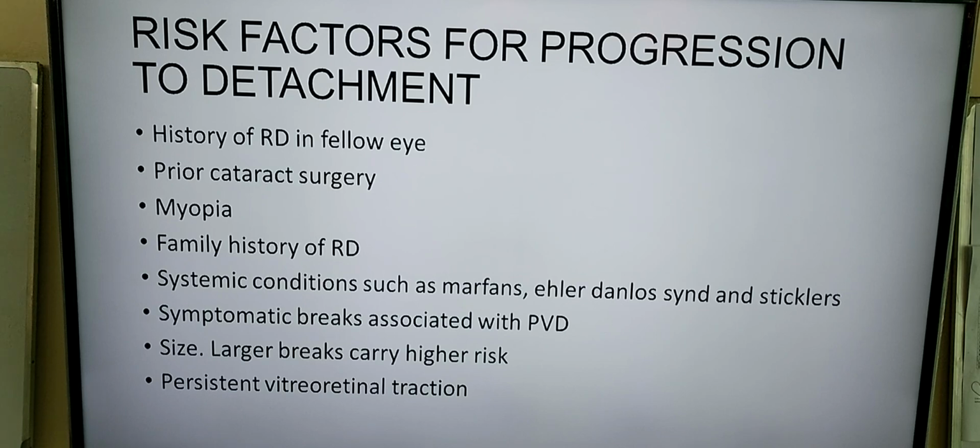Risk factors for progression to detachment: history of retinal detachment in the fellow eye, prior cataract surgery, myopia, family history of retinal detachment, systemic conditions such as Marfan syndrome, Ehlers-Danlos, and Stickler syndrome, symptomatic breaks associated with PVD, size (large breaks carry higher risk), and persistent vitreoretinal traction.